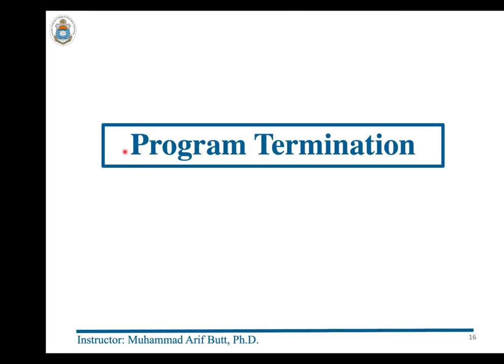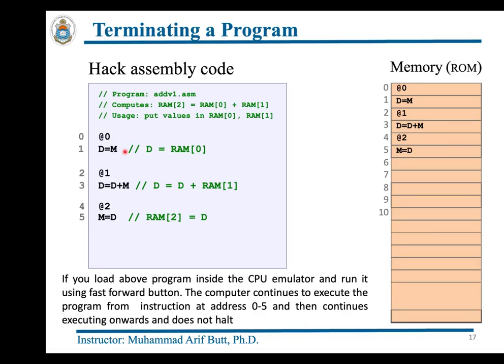The problem of program termination. Well dear students, if you load this program inside the CPU emulator and run it using the fast forward button as we have done just a minute before, the computer continues to execute the program starting from address 0, then 1, 2, 3, 4, 5, and it does not stop after executing the fifth instruction or the last instruction. It continues executing, moving ahead, executing the no operation instructions.